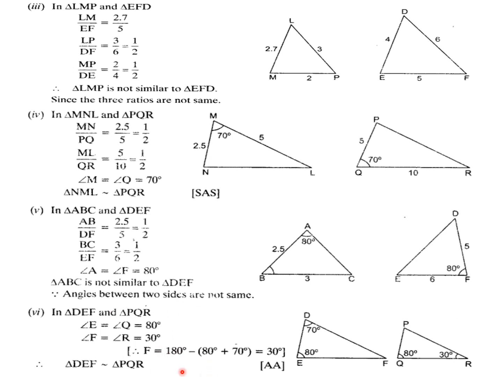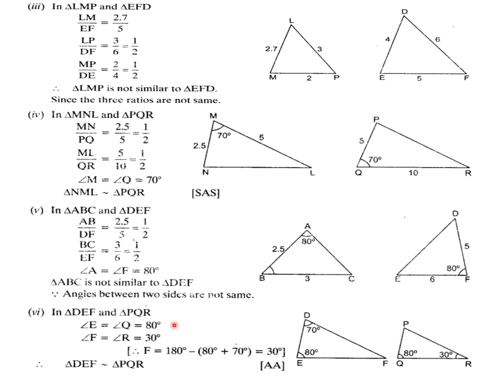So here we can say that in triangle DEF and PQR, angle E is equal to Q, that is 80. Angle F is equal to R, that is 30. The reason should be written over here, or you can first calculate and then write down the reason or the statement. So whatever you do, this must be stated.